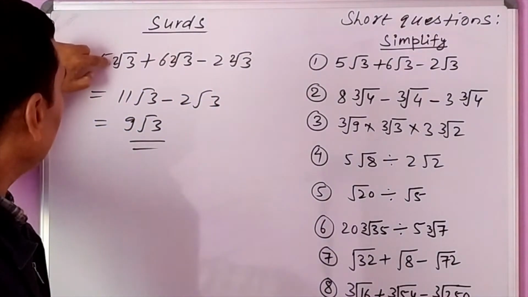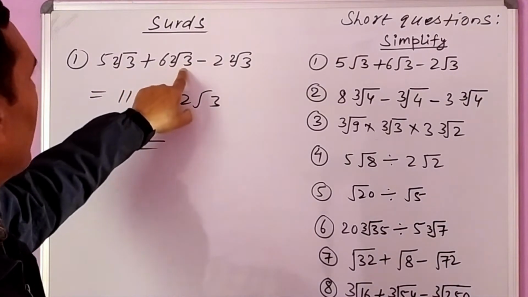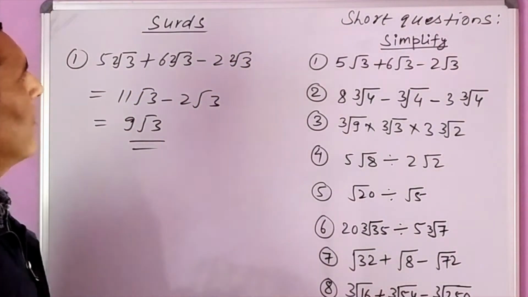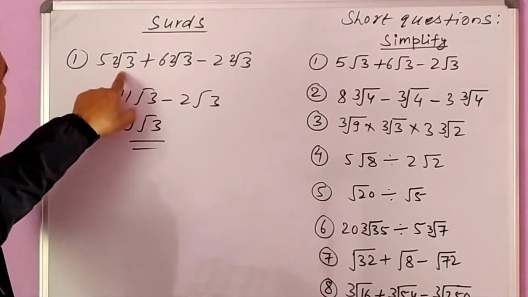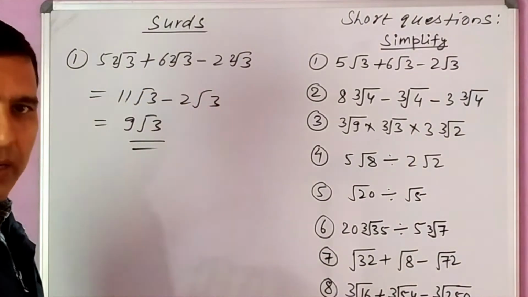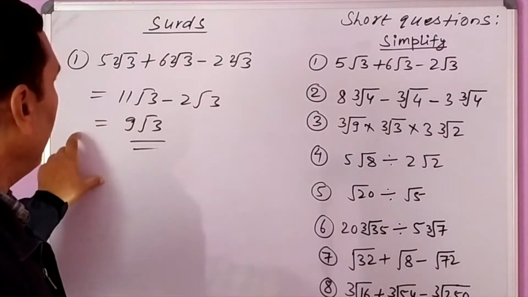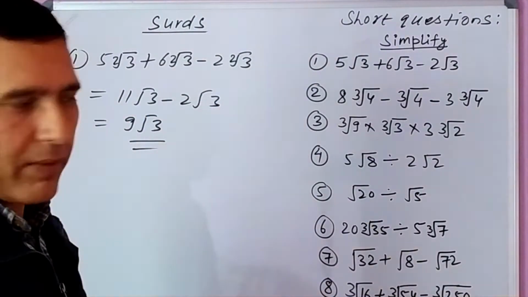Orders are written here. And what is there inside the radical sign, root sign? It is 3. Here is 3, here is also 3, in the third root there is also 3. So these surds having the same order as well as same radicand are the like surds, and like surds are added or subtracted in a very easy way, just like the algebraic terms.